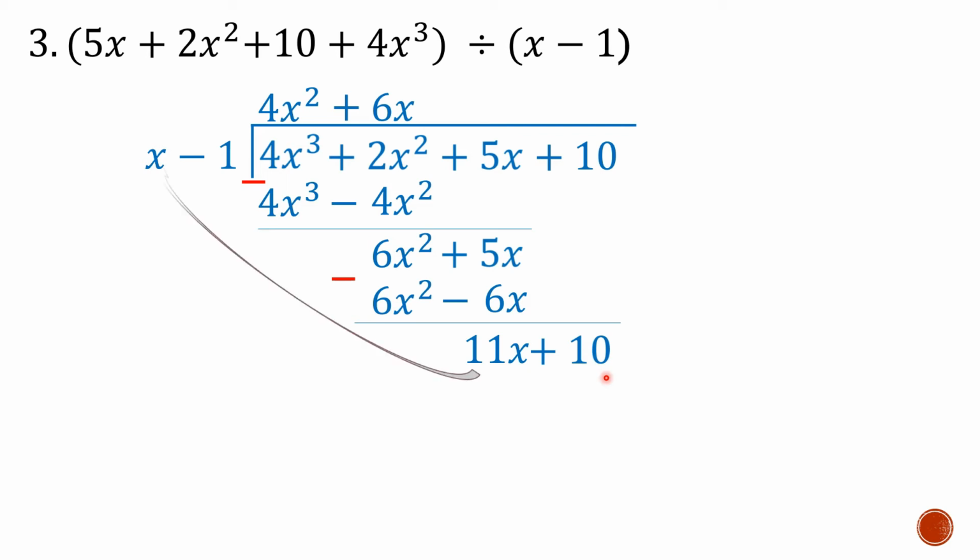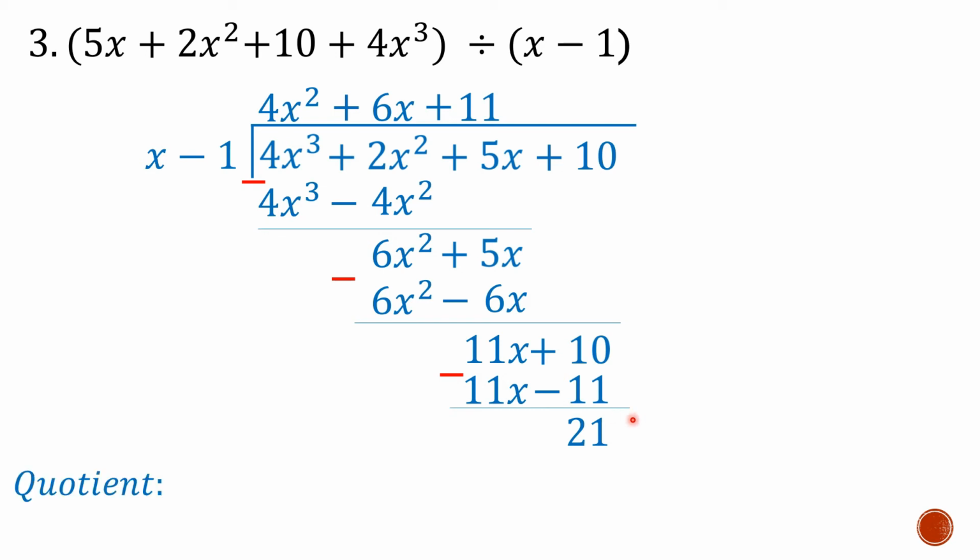And then divide again. 11x divided by x is just 11. And then 11 times x is 11x. And 11 times negative 1 is negative 11. Now subtract. 11x minus 11x is 0. And 10 minus negative 11 is just positive 21.